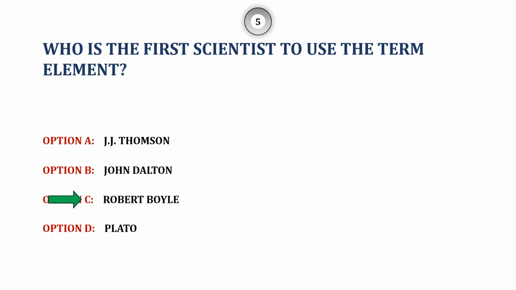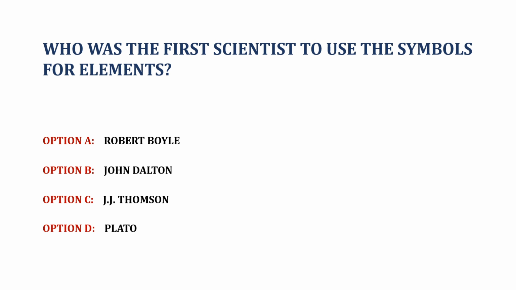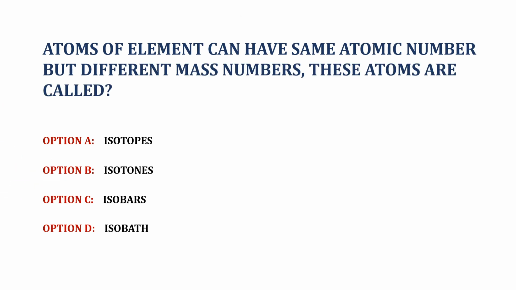Option C. Robert Boyle. Which is the only non-metal that is liquid at room temperature? Option A. Bromine. Who was the first scientist to use the symbols for elements? Option B. John Dalton. Whose theory is also called the plum pudding theory? Option C. J. J. Thomson. Atoms of an element can have the same atomic number but different mass numbers.